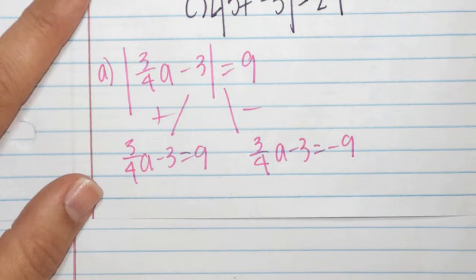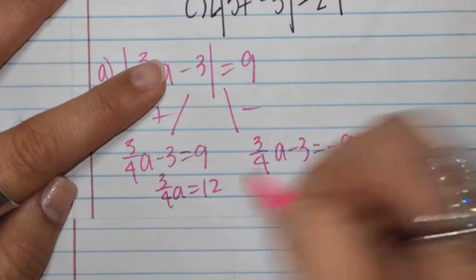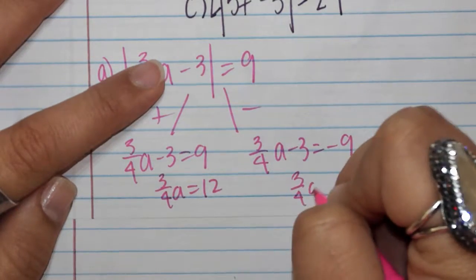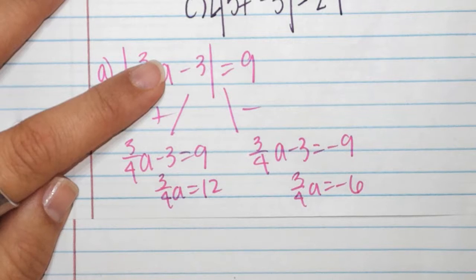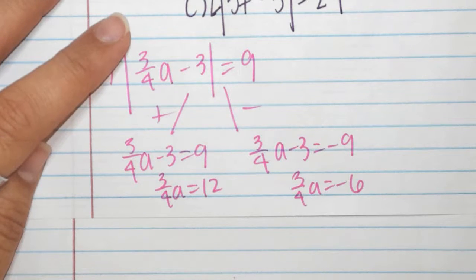Are we good so far? And then you add 3, and you get 3/4 A equals 12, and 3/4 A equals negative 6. Now, how many of us multiplied by the reciprocal?